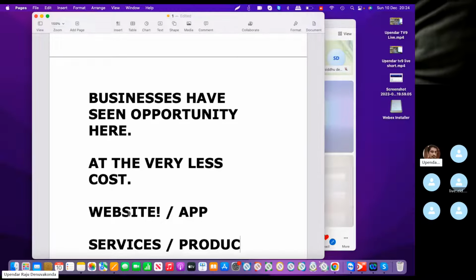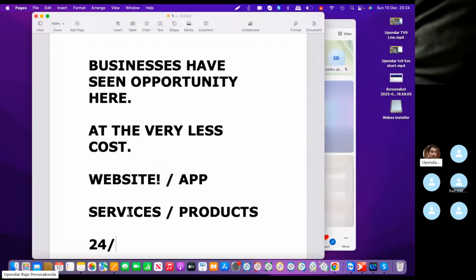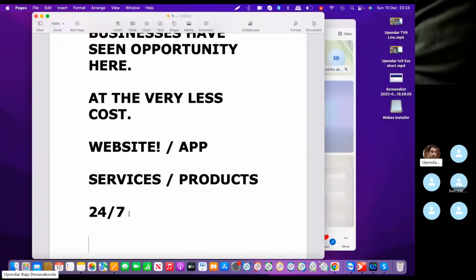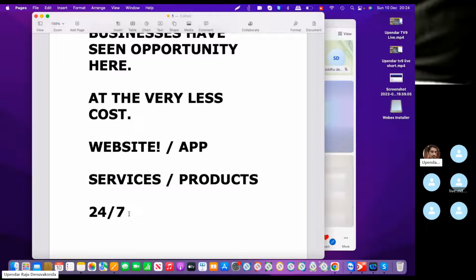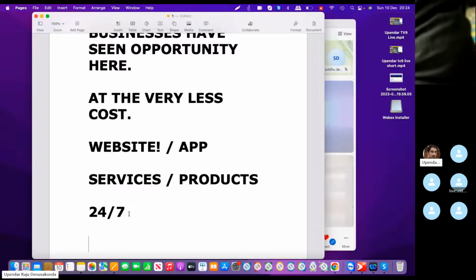And now their business visibility is 24/7. A website is available on the internet all the time. It doesn't matter if you go at 2 o'clock in the midnight or at 6 o'clock early in the morning, your website would always be there on the internet. You just need to list your services, your products, and maybe some customer testimonials, and that helps new customers build trust with your business. That's how every business started promoting their services and products.